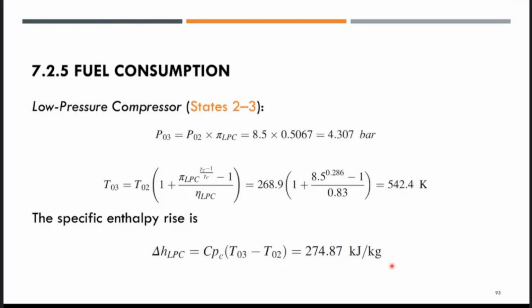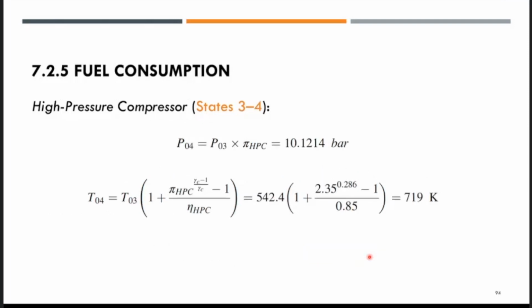Moving into the low pressure compressor, state 2 to 3. So you have P03, put the low pressure compressor value, right? And then you get P03 at 4.307 bar, and the temperature T03 at the end of this compressor is 542.4 Kelvin, right? The specific enthalpy rise can also be found as 274.87 kilojoule per kilogram. Moving into the high pressure compressor, okay, P04 is 10.12 bar and T04 is 719 Kelvin, right?